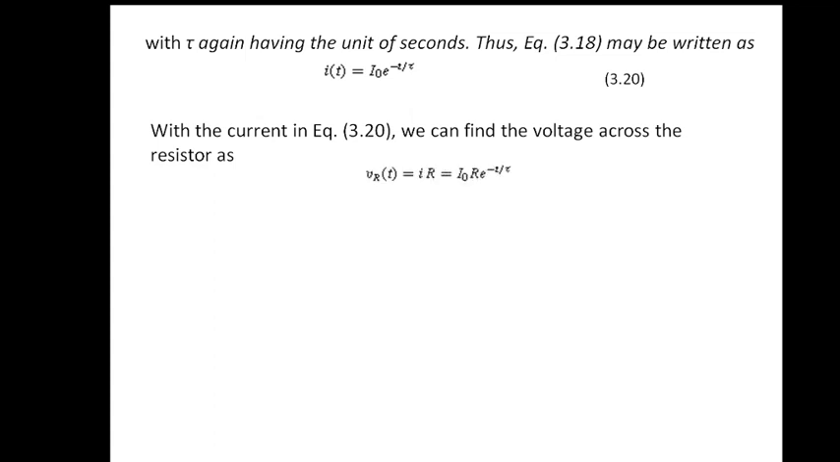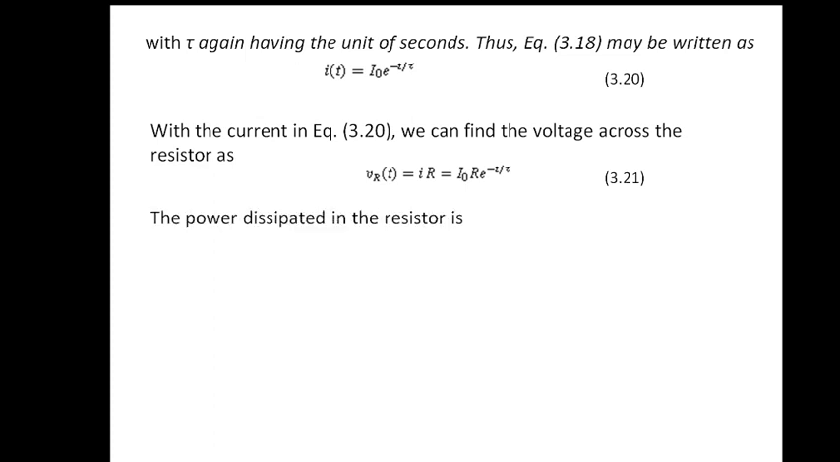That is the expression. Just substitute that: VR of t equal to IR. So substitute the above expression for I here: I naught into R into e power minus t by tau. This is the voltage across the resistor. Then you take power, the power dissipated in the resistor.